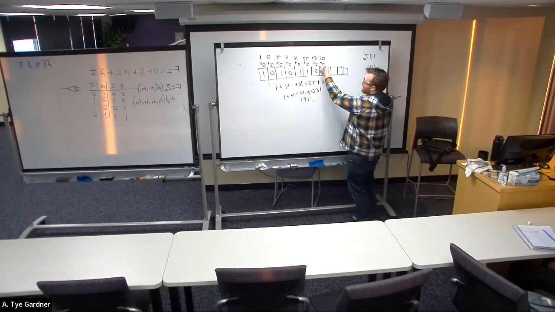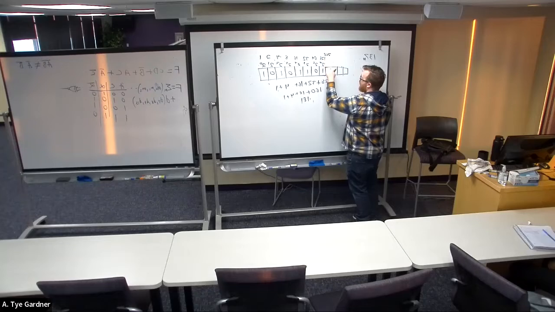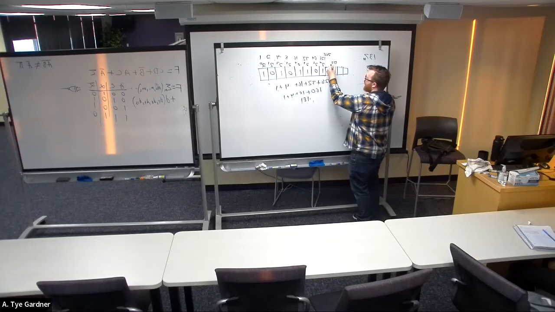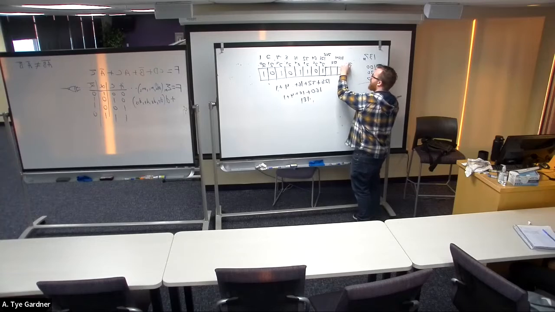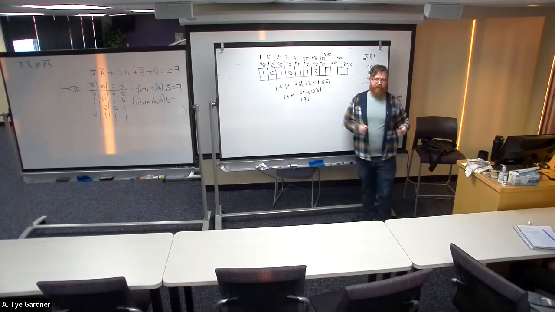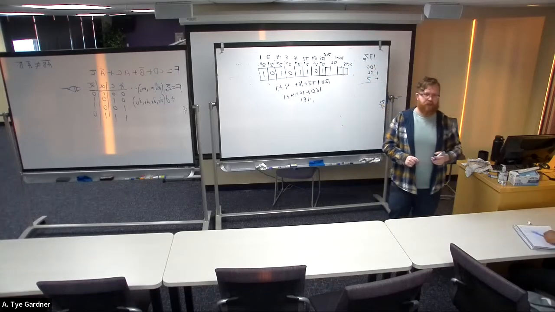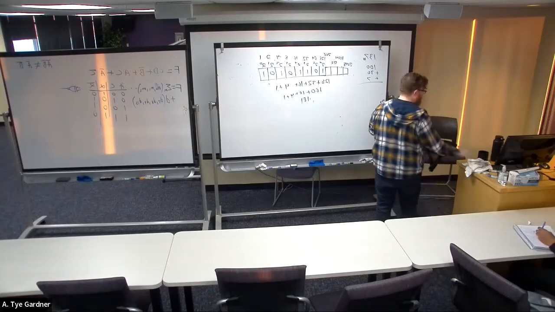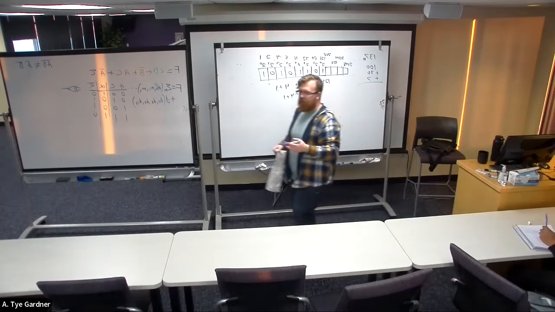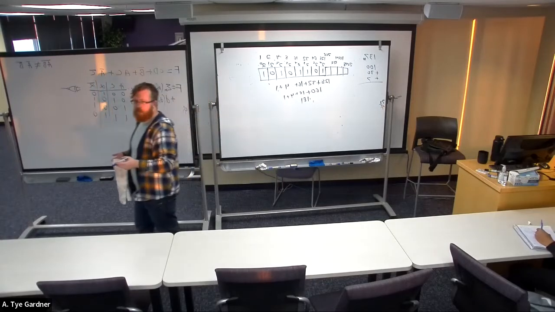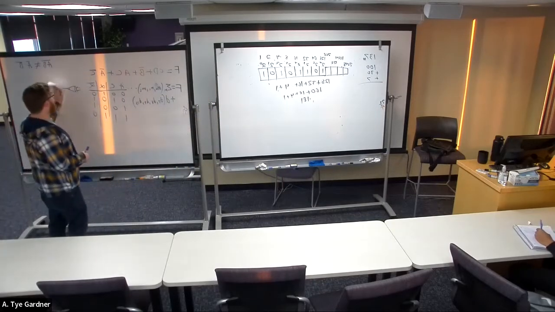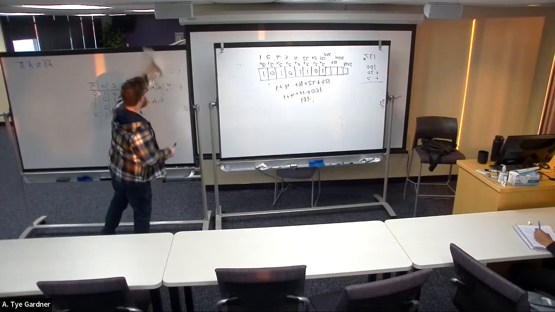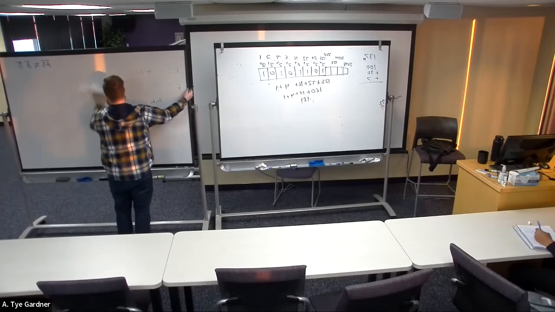128 times 2 is 256. Times 2 is 512. Times 2 is 1024. Times 2 is 2048. That is now a 12-bit binary number, right? However, there's a problem. Right now, as written, I don't have the option of making a negative number. So the question becomes, how do I make a negative number in binary?